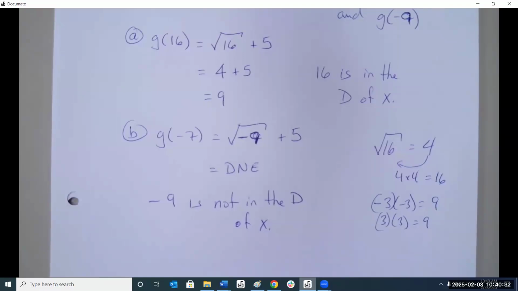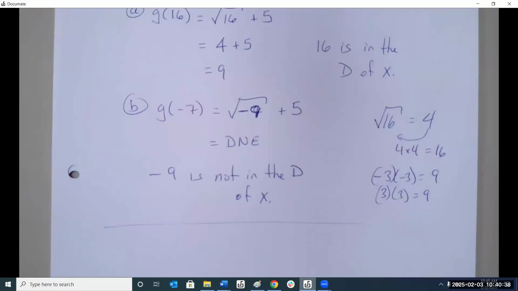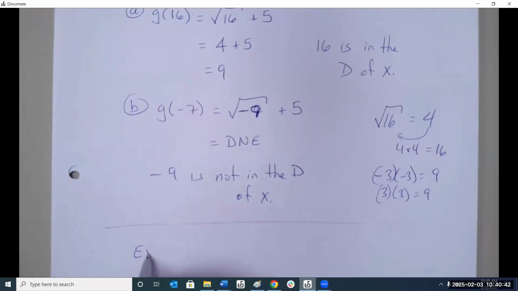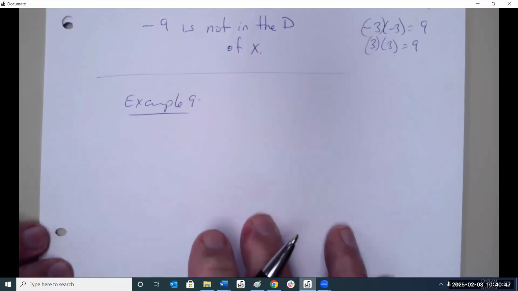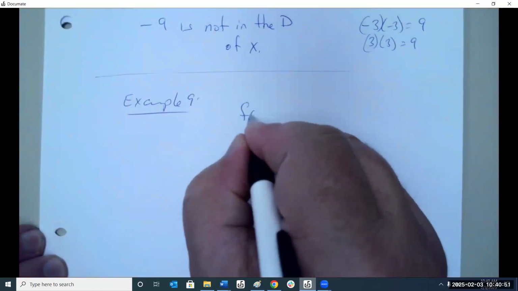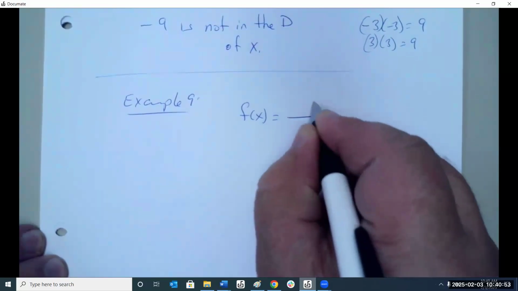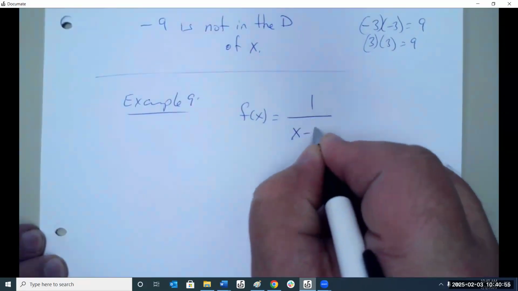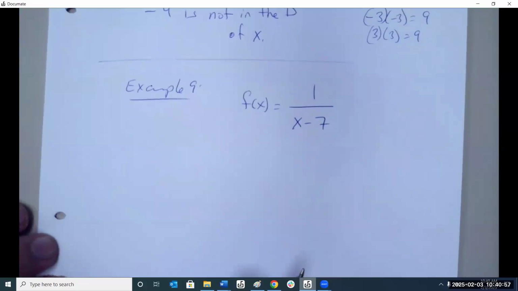Again, number 9, we can't do it because we haven't learned the functions yet. Well, actually, we could do this one. Example 9. Find the domain of this function. f of x is equal to 1 over x minus 7. What's the domain of that one?